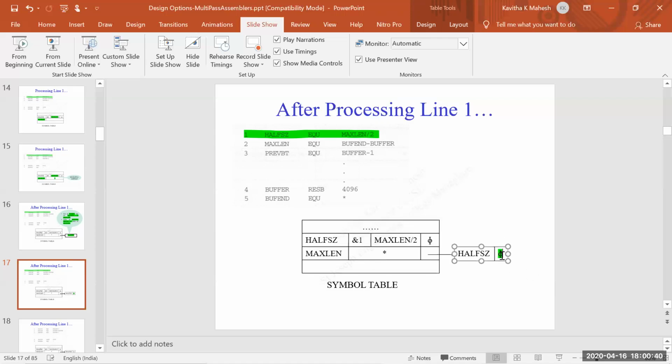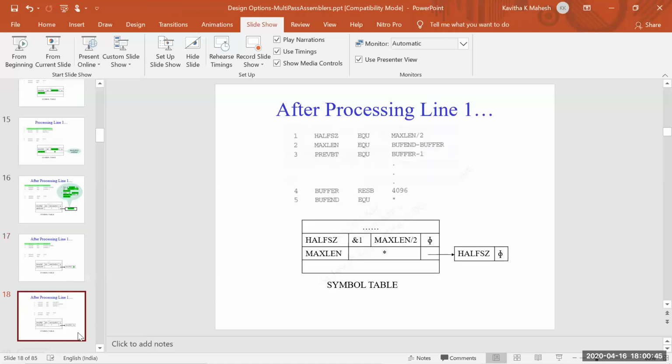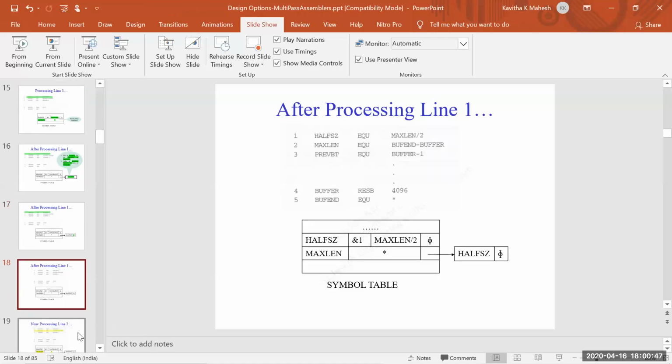Since we have only one symbol, after this we have null. The null means that there are no other symbols that are dependent on maxlen. So this is the status of the symbol table after line 1 has been processed.